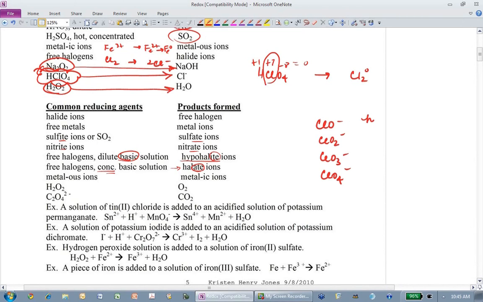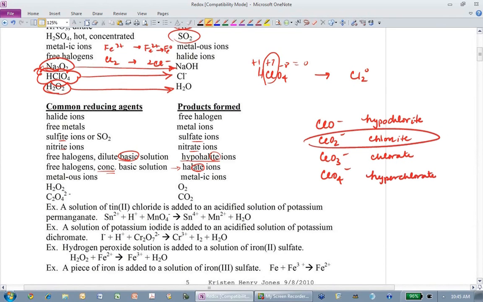So this one is hypochlorite. This one is chlorite. This one is chlorate. I'm sorry, did I miss something? No, this is chlorite. I'm sorry, I'm thinking acid. Hypochlorite. I went all the way to the acid, sorry. And this is chlorate, and this is hyperchlorate.